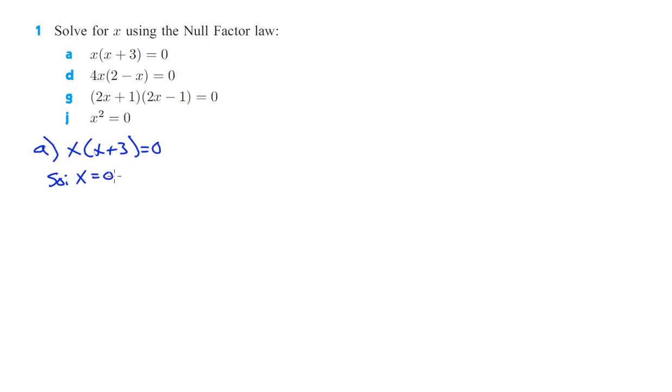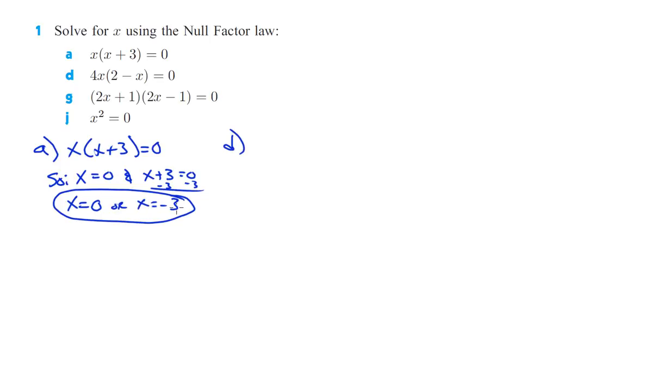So we want to know when x equals 0, and we also want to know when x plus 3 equals 0. Okay? So x equals 0 when x is 0. And then if we subtract 3 from both sides, we also get x equals negative 3. Okay? So those are our two possible answers for that one. And again, if you want, you can always plug those back in and check to see if they work. And they will. 0 times any number will give us 0, and negative 3 times negative 3 plus 3 is 0. That will also give us 0.